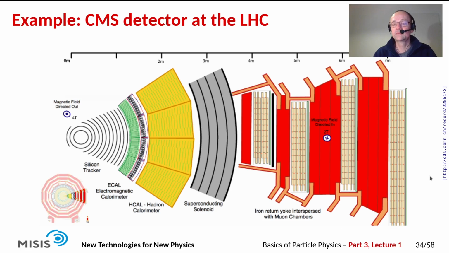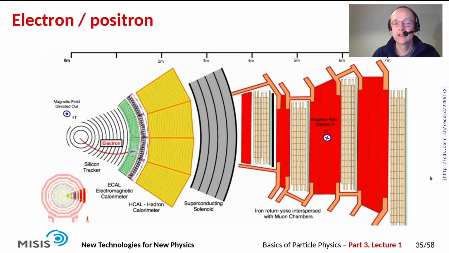So how do different particles now look in these different detector elements? Looking first at an electron, it is a charged particle, so it will leave a trajectory in the tracking detector. The trajectory will be bent, the bending radius will depend on the momentum of the particle. Then it will create an electromagnetic shower in the electromagnetic calorimeter, and from that we can measure the energy of the electron.